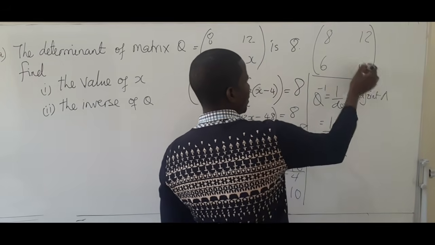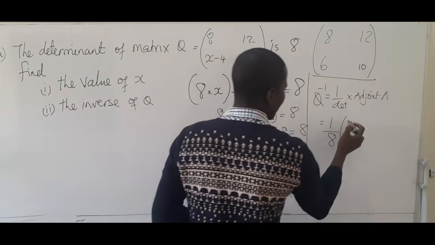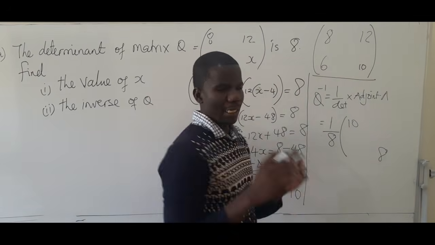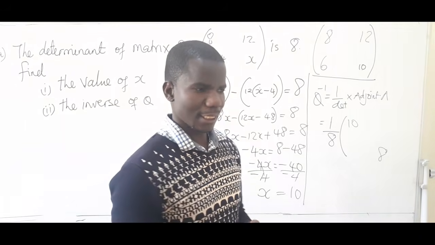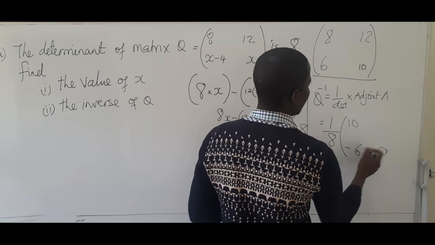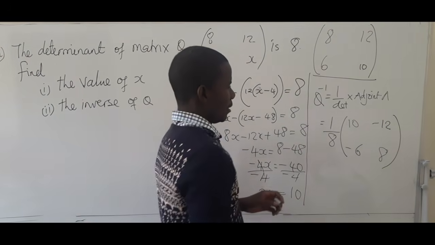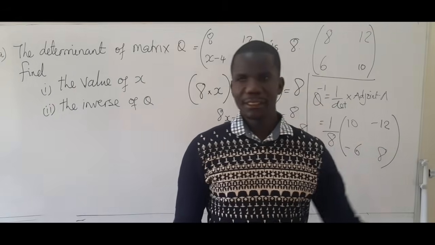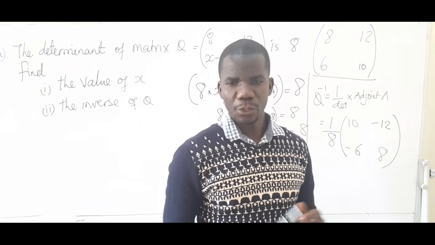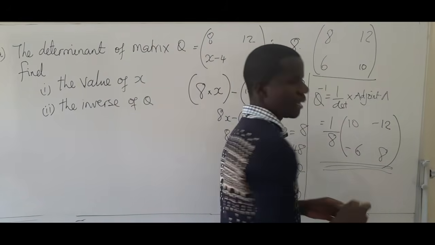What is the adjoint? These two elements in the main diagonal will switch positions. So we're going to have 10 here and 8. And these other two maintain their positions but only change their signs, or you multiply by a negative. So you have negative 6 and negative 12. If you want, you can distribute this fraction, but even if you left it at this point, you won't be penalized. So let us end here and take this as our inverse.